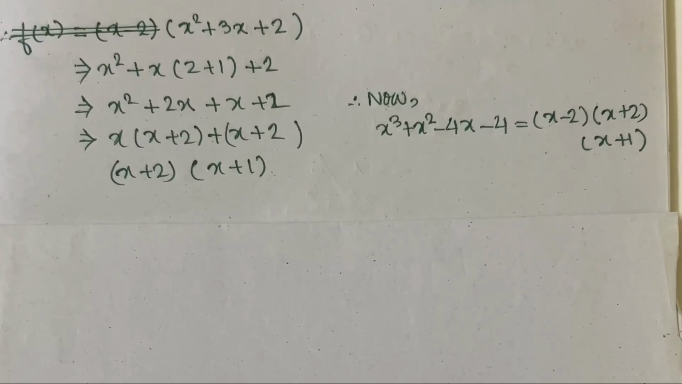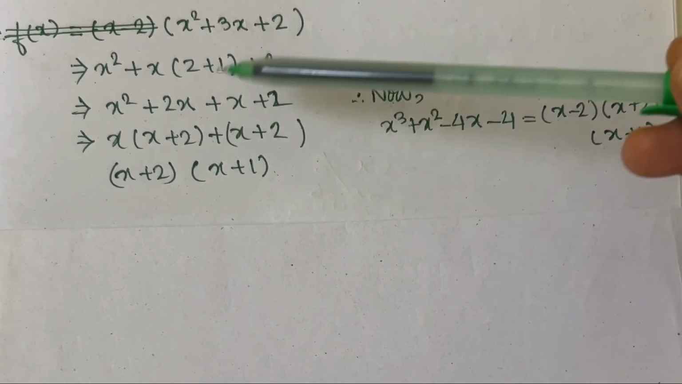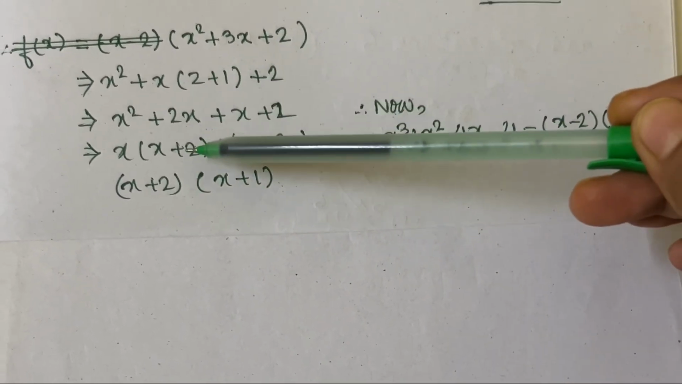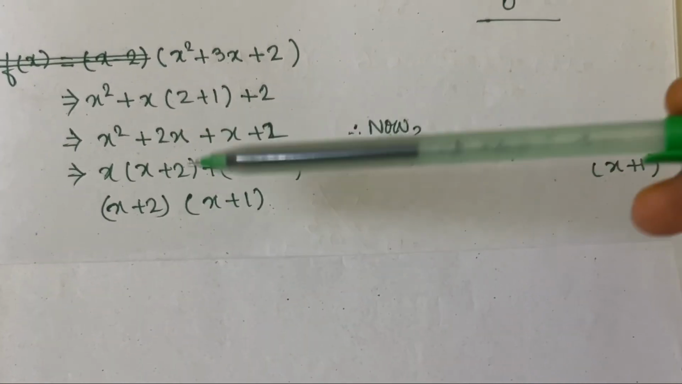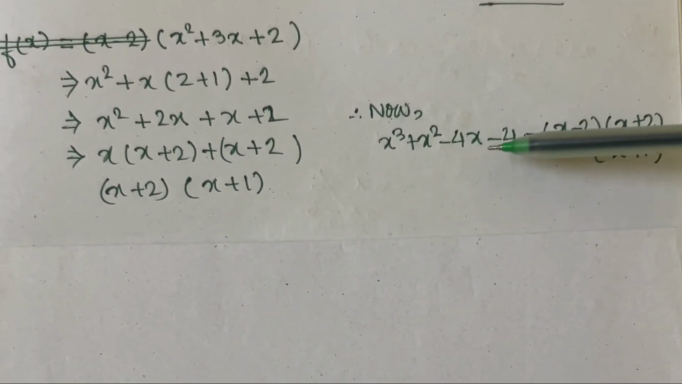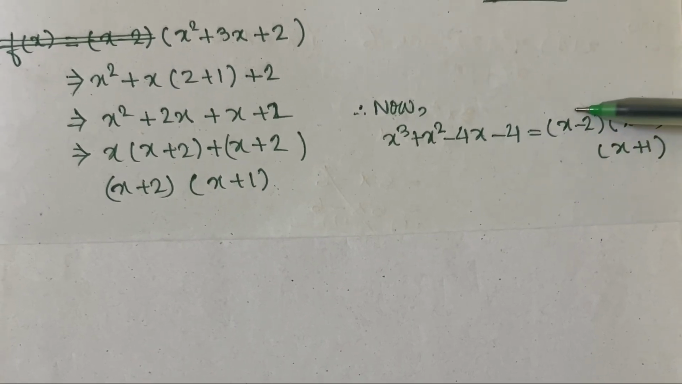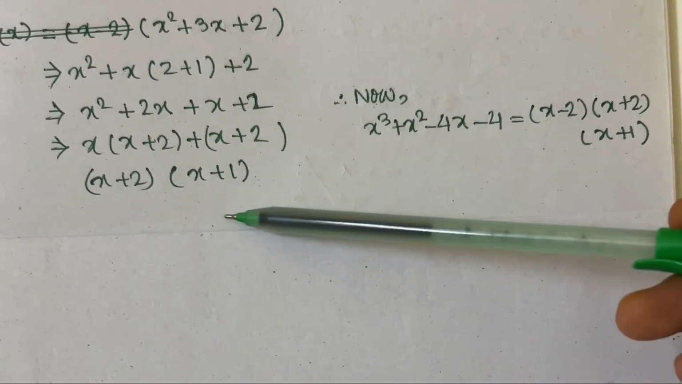Now from x square plus 3x plus 2, we take out the middle term factor and get x plus 2 and x plus 1. So the factors of x cube plus x square minus 4x minus 4 will be, first x minus 2, then x plus 2 and x plus 1.